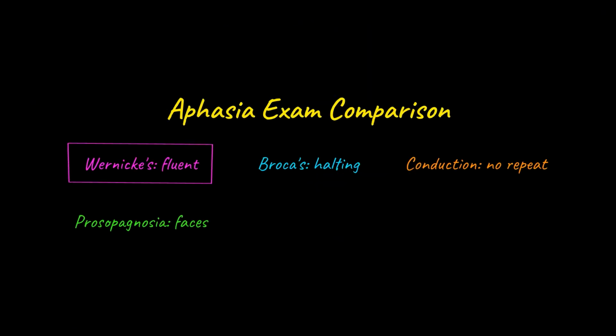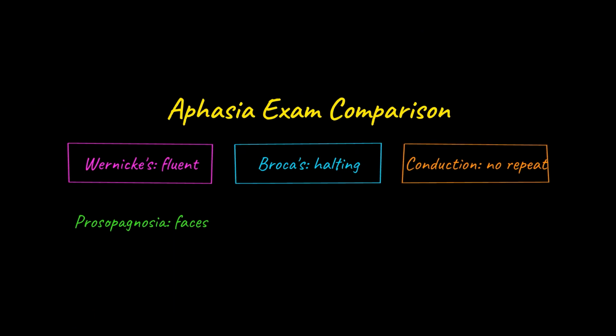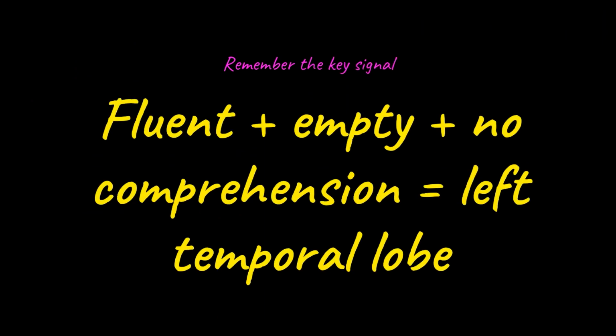The most common exam trap is confusing these disorders. Broca's aphasia produces effortful telegraphic speech with preserved comprehension. Conduction aphasia disrupts repetition despite intact production and comprehension. Prosopagnosia is a face recognition deficit entirely unrelated to language. When you see fluent but meaningless speech paired with poor comprehension, think left temporal lobe and Wernicke's area. That dissociation is one of the most foundational examples of cortical localization of function in all of neuropsychology.